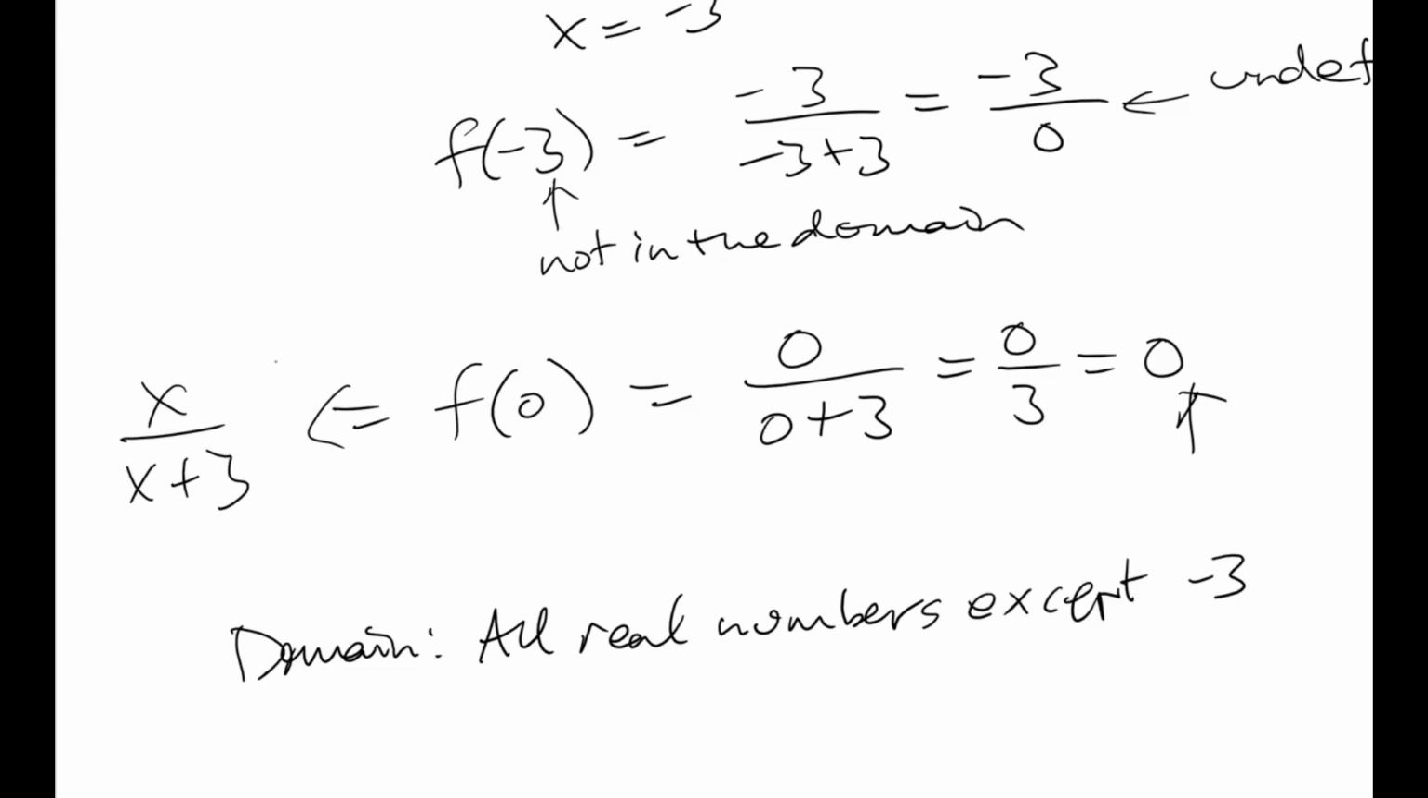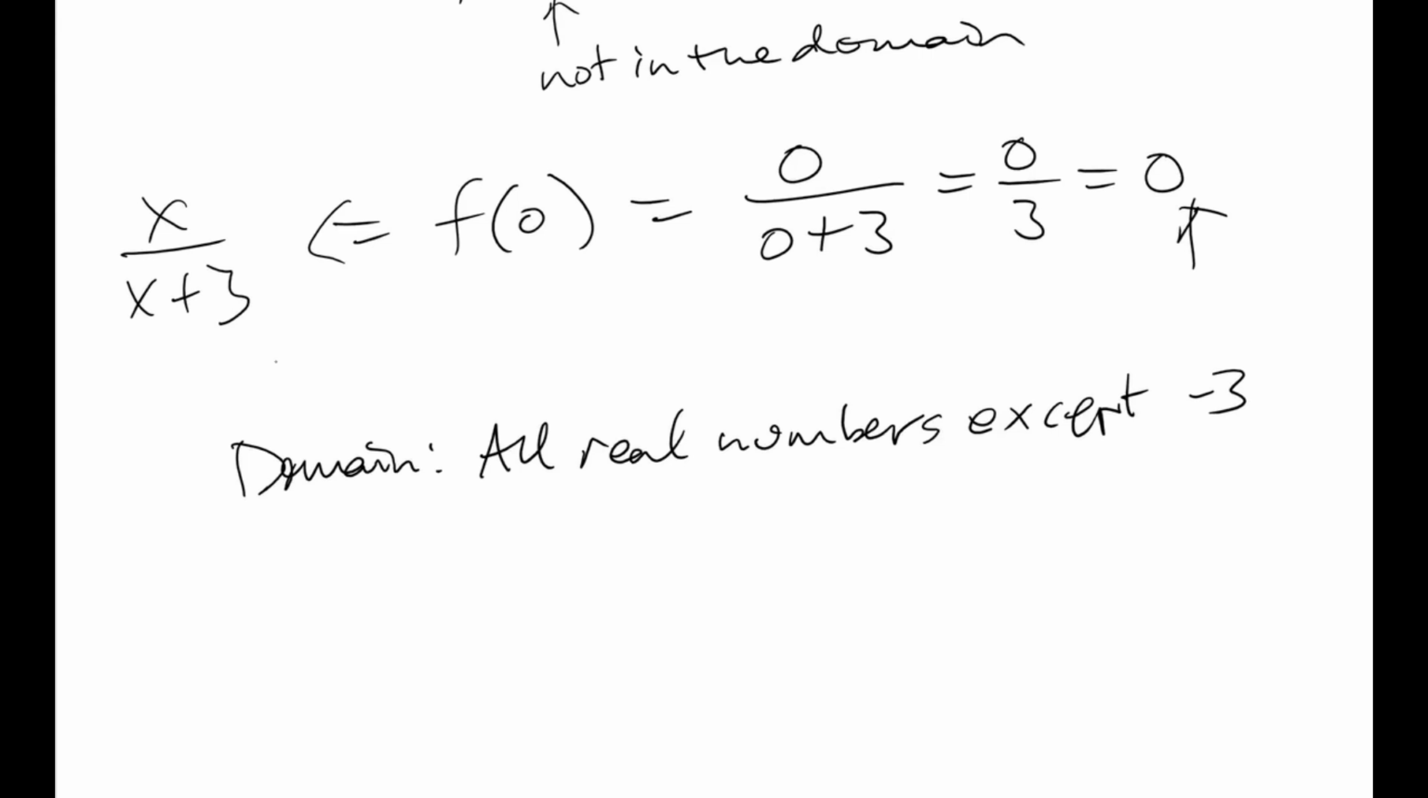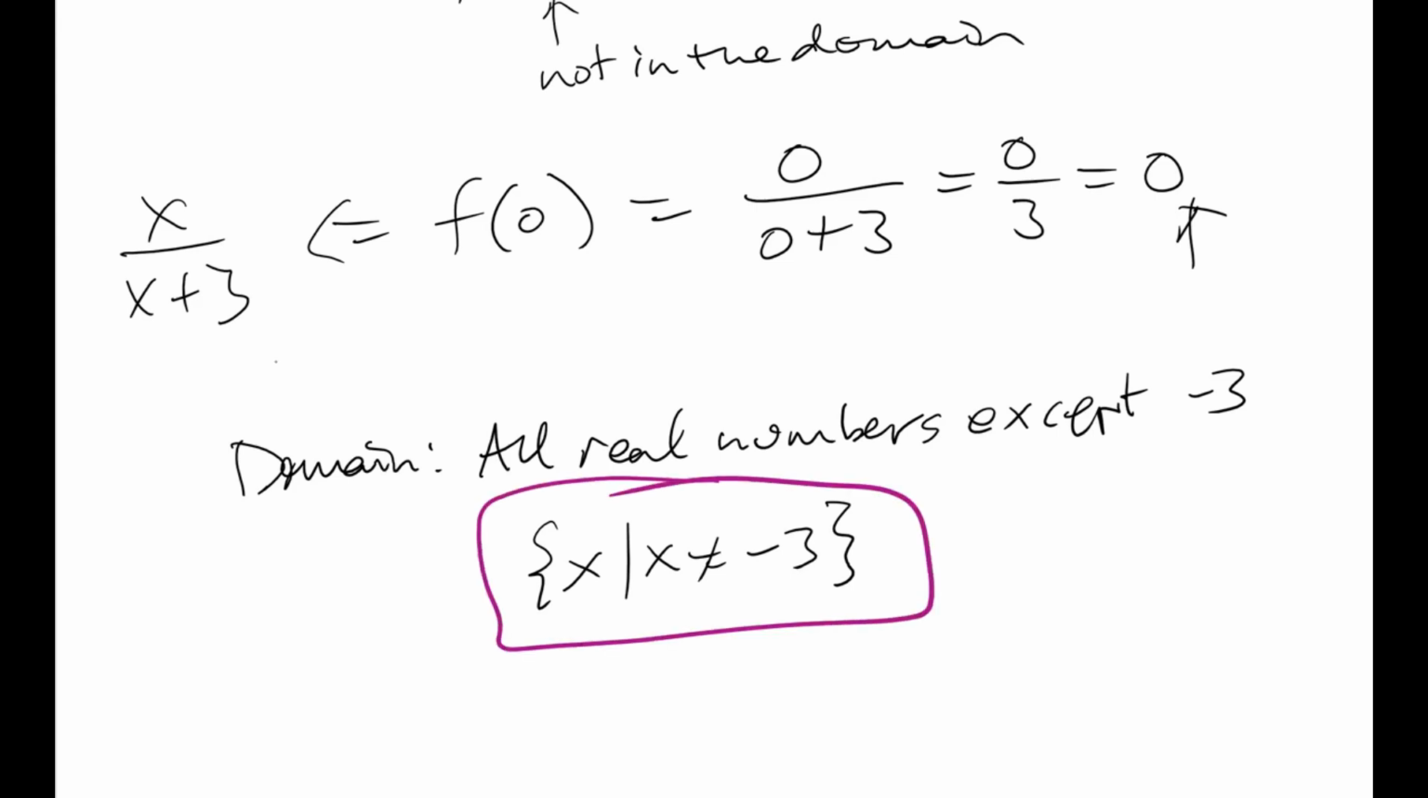Now the book wants you to write that in set notation, so that's the set of all x such that x is not equal to -3. This first piece here means the set of all x in the real numbers, the set of all real numbers. All right, so basically this is your answer.